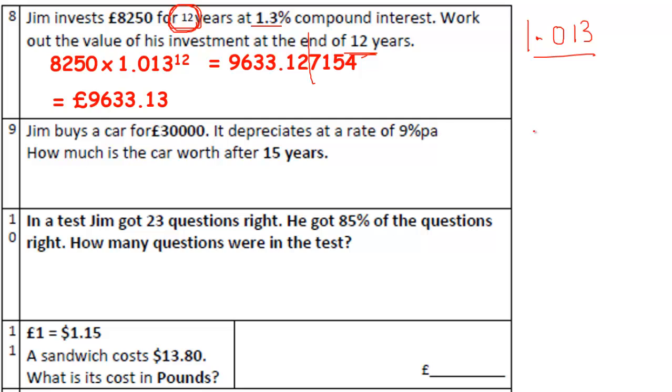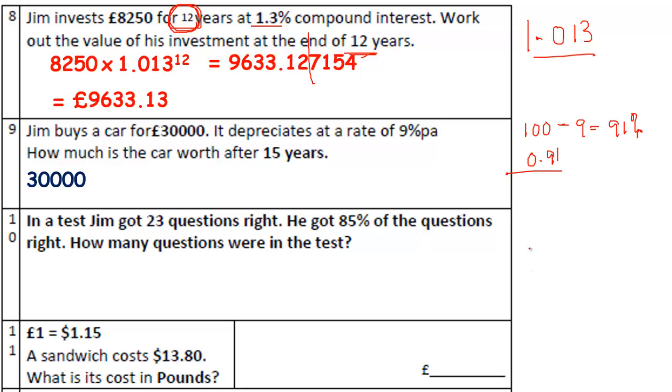In this case, we're looking at a depreciation of 9%. I'm going to do it over here because I think a lot of people have difficulty thinking about depreciation. So we're going to take away. That's going to give me 91%. And as a decimal, 91% is 0.91.